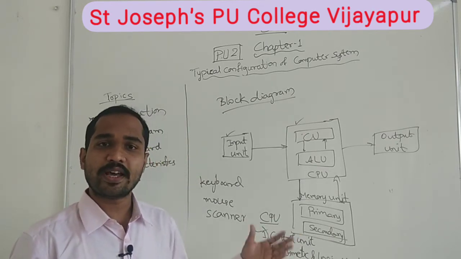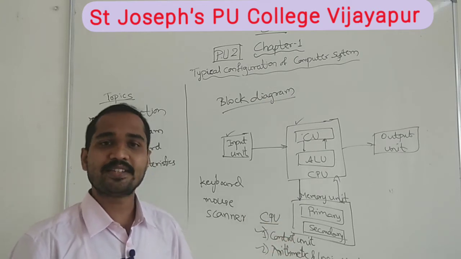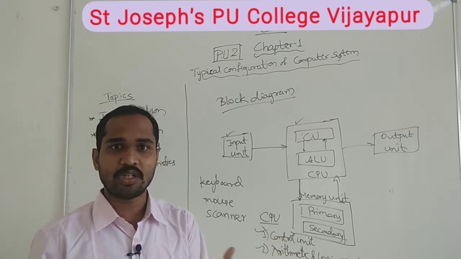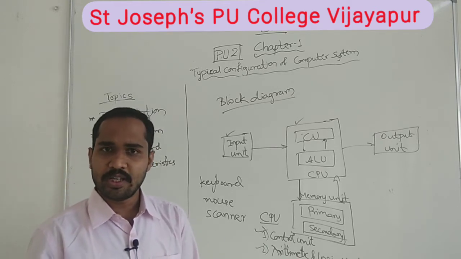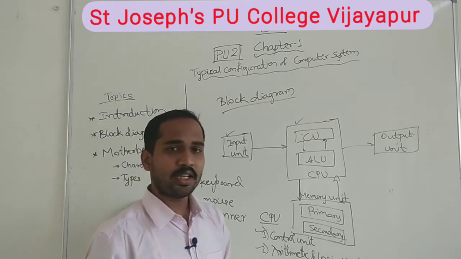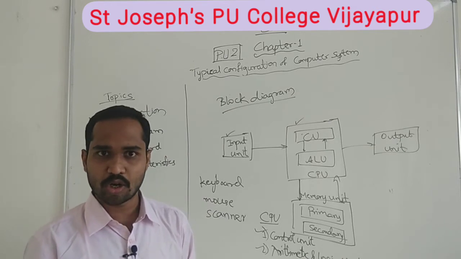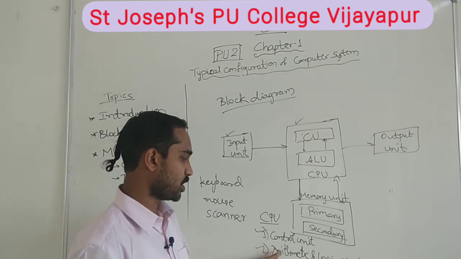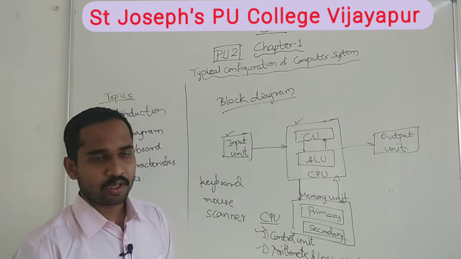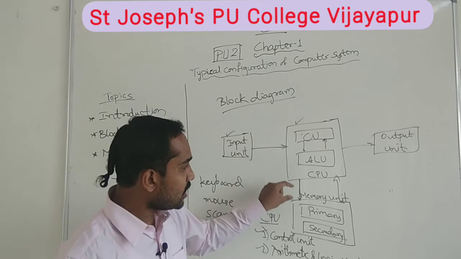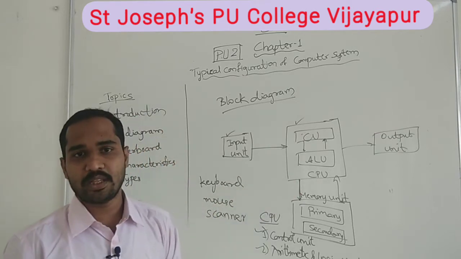Here the actual arithmetic and logical operations are executed. Arithmetic operations such as addition, multiplication, division, subtraction, mod, everything. Logical operations such as AND, OR, XOR, NOT. These all operations are done in the ALU. So this is about your CPU, central processing unit. It is always associated with the memory unit.